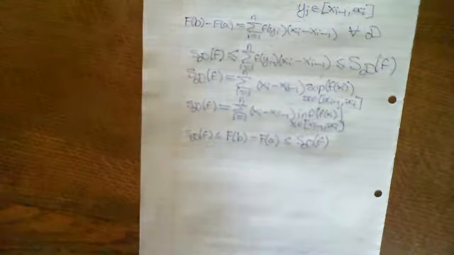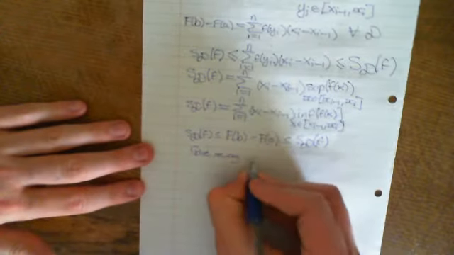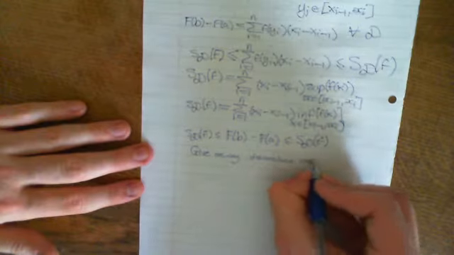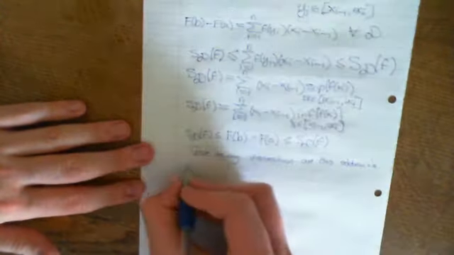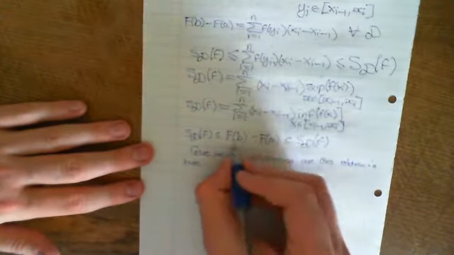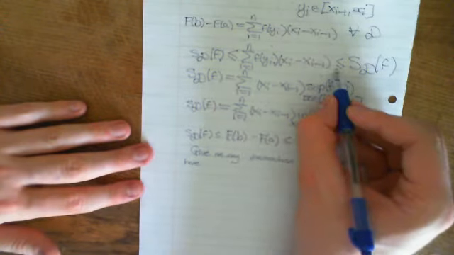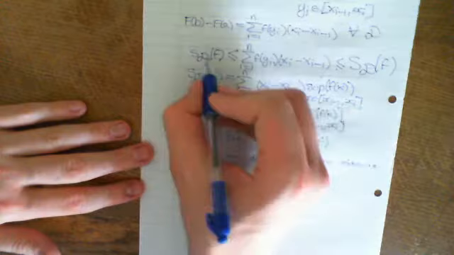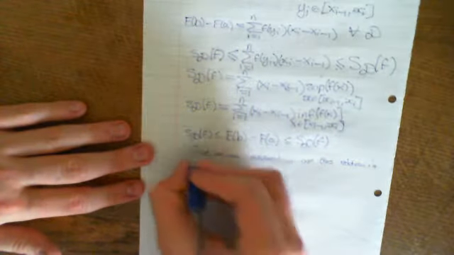You give me any dissection, and this relation is true because for any dissection I can express f of b minus f of a as this over this dissection, and this is less than or equal to this and greater than or equal to this. Therefore, for any dissection, this relation holds.